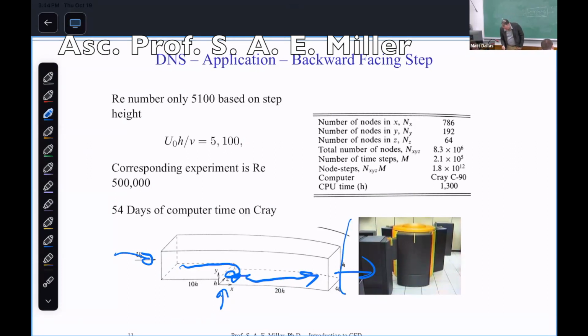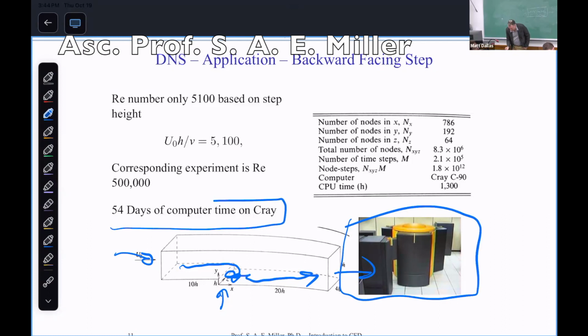There's a classic Cray machine. To solve this tiny little problem took 54 days on the Cray, fully loaded. So this is where the supercomputer time is going. 70% of NASA supercomputing time is used on CFD. 70%. You think, oh, it's astrophysics or something. No. It's all CFD on reentry vehicles.